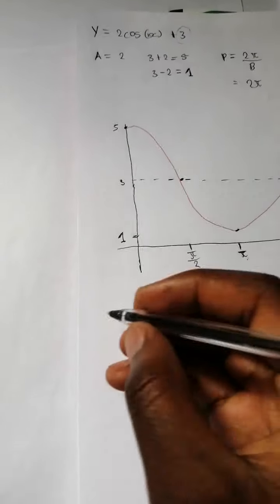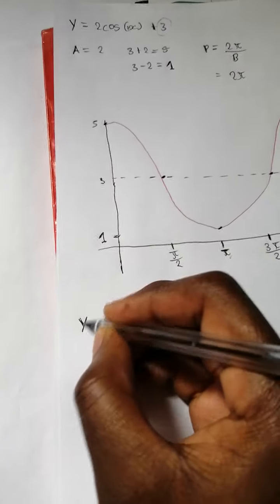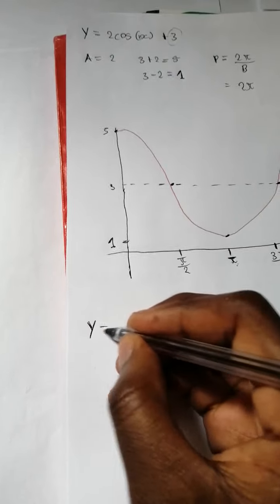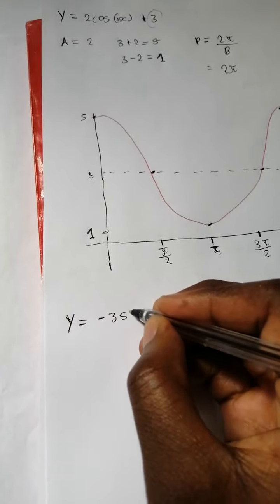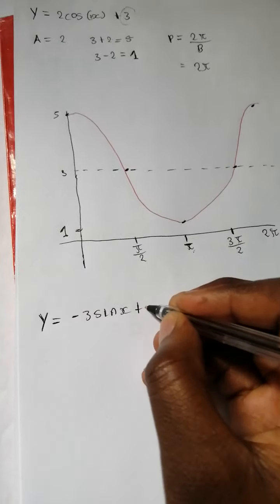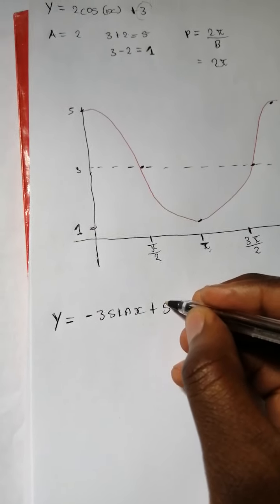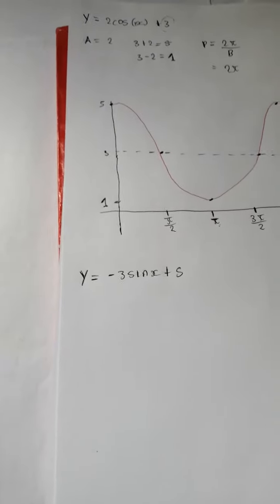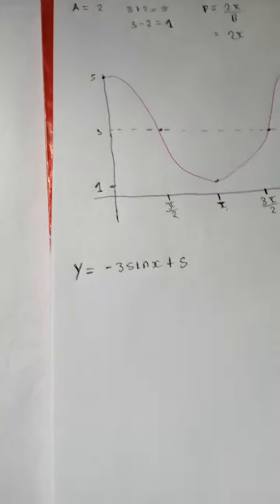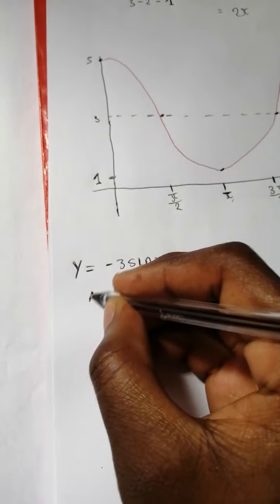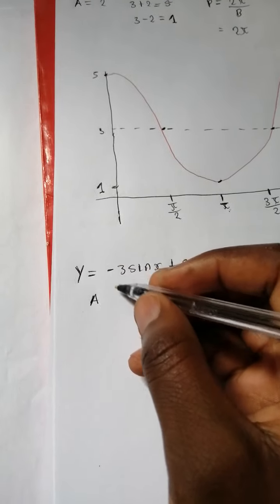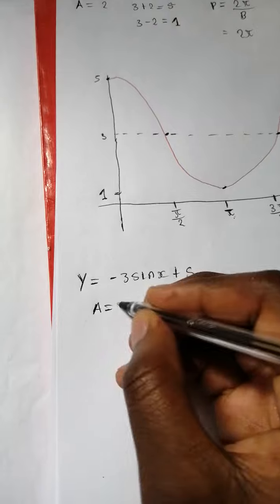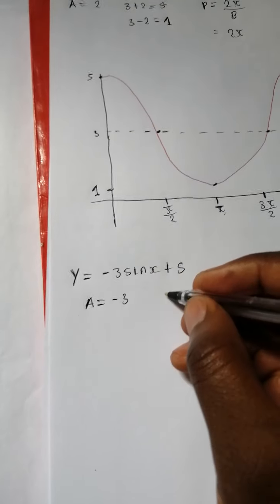So what if it was like this? Let's do one last example. Let's say we have negative 3 sine x plus 5, like this. How can you plot this graph? The first thing, again, you have to find the amplitude. The amplitude is any number in front of sine or cosine. So the amplitude will be negative 3, and then the upper limit.